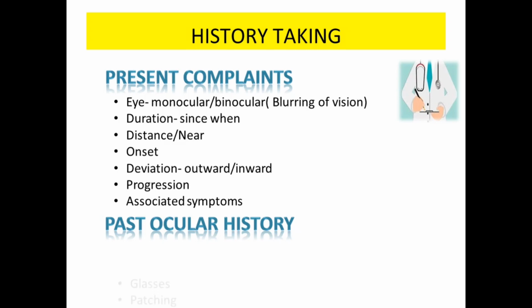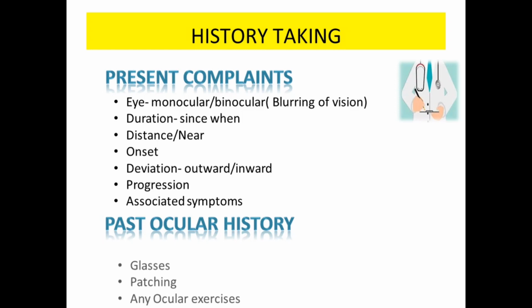about the past ocular history: whether the baby is wearing glasses or not, and whether the child is doing patching. Nowadays, if vision is not improving, we suggest patching. That means we cover the good eye, which helps to improve the vision of the bad eye. So this is called patching, whether it is alternate or one-eye patching.